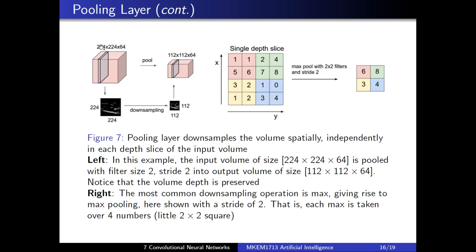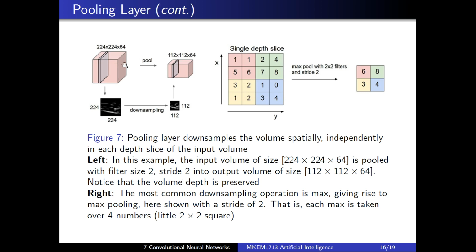Imagine this is a preceding layer, a convolutional layer, and next we normally do the pooling operation, the pooling layer. Let's read this: the pooling layer downsamples the volume spatially. Spatial means height and width, but not depth, independently in each depth slice of the input volume. In this example, the input volume of size 224 by 224 by 64 is pooled with filter size 2. So this is the F, the receptive field is 2. Each neuron will be looking at 2 by 2 neurons in every slice.